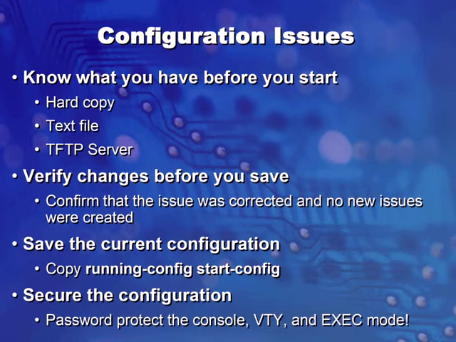The last thing I want to talk about here before we finish up this chapter is configuration issues. Again, you need to know what you have before you start. You need to have a hard copy of the configuration, save it in a text file, and store it on a server of some kind. Of course, Cisco will always say TFTP server, and that's what I have in my slide presentation here. But I've already mentioned the recommendation of using something else besides a TFTP server. SCP or a secure FTP server would certainly be a better way to do it.